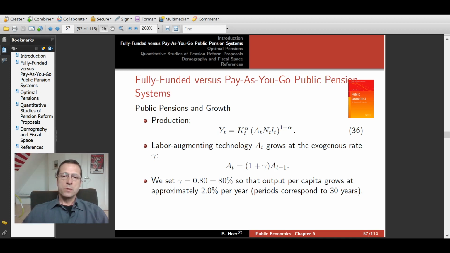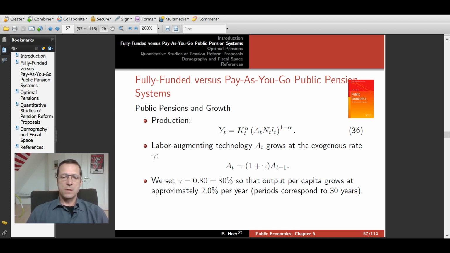Now we could have introduced technology growth here also as capital augmenting or total factor productivity, because it doesn't really matter with Cobb-Douglas. But if we assume a substitution elasticity different from one, then we know that the only way to specify economic growth, technological progress, is by labor augmenting technological progress.